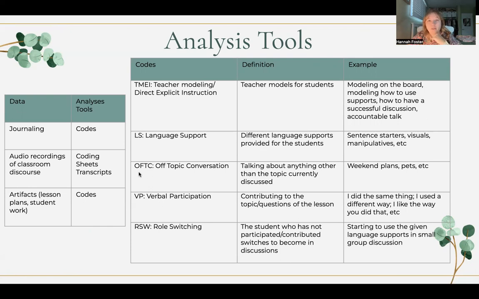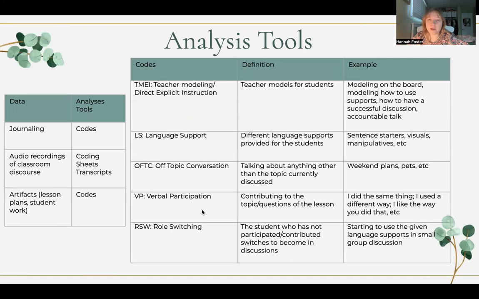OFTC, or an off-topic conversation, is talking about anything other than the topic that should currently be discussed. So that would be anything like weekend plans or pets. I had one student talking about her father on a motorcycle. Just things like that would be off-topic conversation that should be made known.